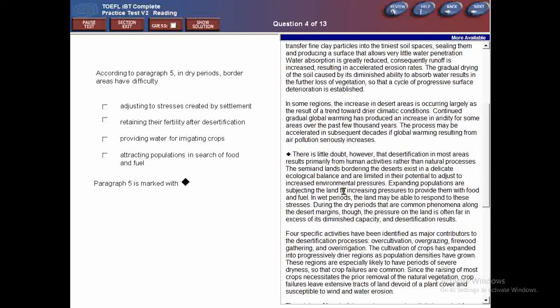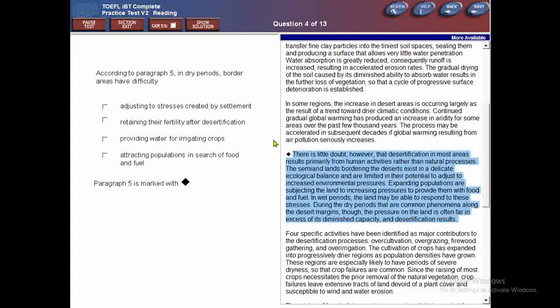Expanding populations are subjecting the land to increasing pressures to provide them with food and fuel. Okay. In wet periods, the land may be able to respond to these stresses. During the dry periods, which are common phenomena along the desert margins, the pressure on the land is often far in excess of its diminished capacity and desertification results. What will be the answer to these questions? Okay, from this paragraph we have already found the question about delicate, the vocabulary question. Again in this passage we have found another question, this one a factual information question.